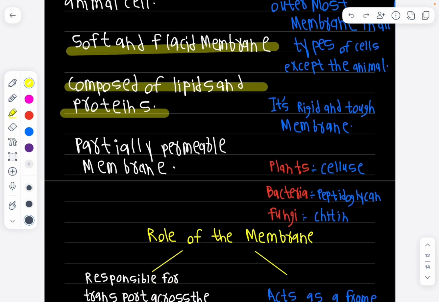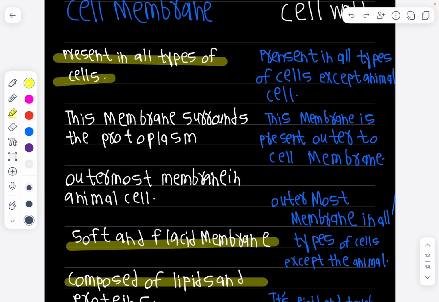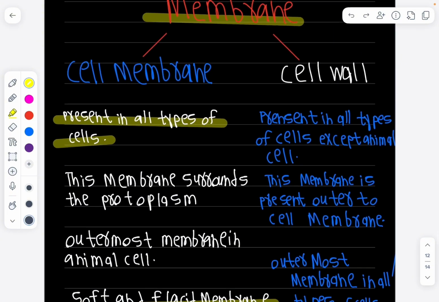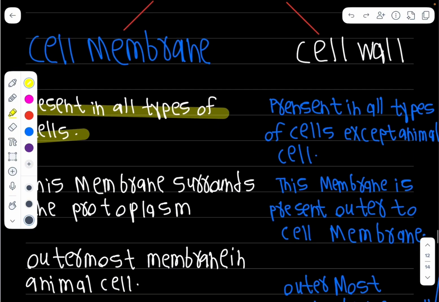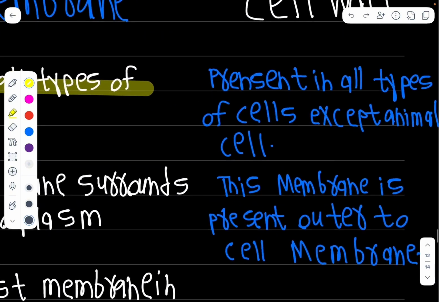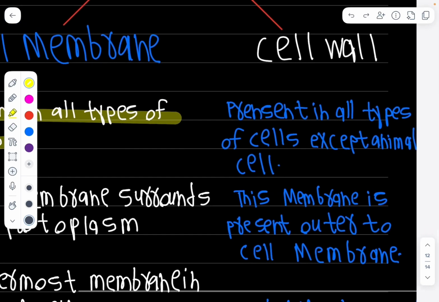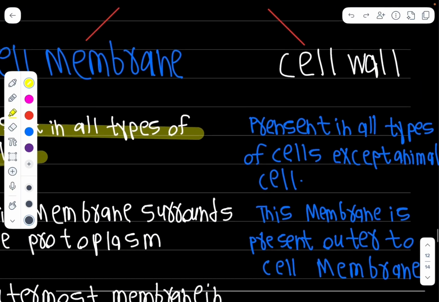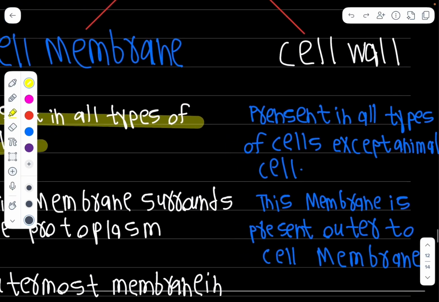When we talk about diffusion and osmosis, we are going to learn that the partially permeable membrane is of key importance there. Now we are going to talk about the cell wall. This is the cell wall. We know the cell wall is present in plants.